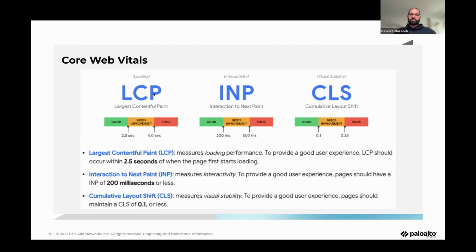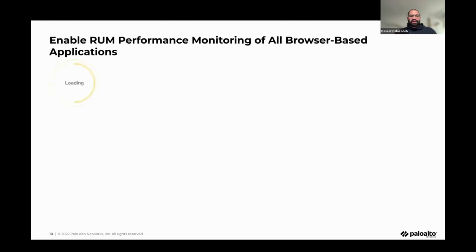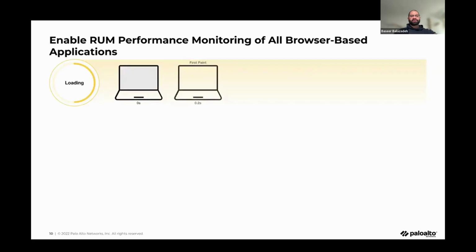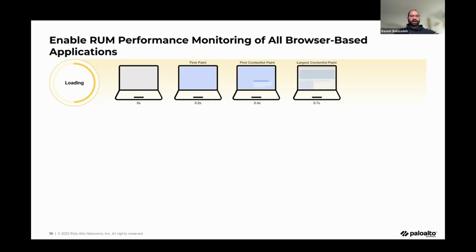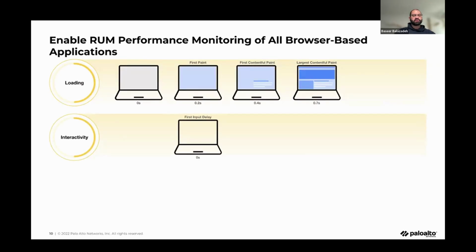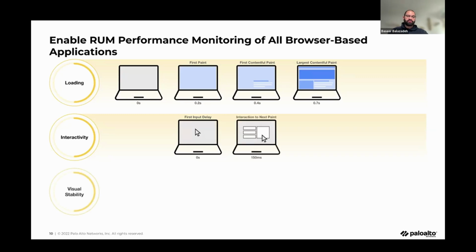So if a page loads in less than 2.5 seconds, awesome. If the page takes less than 200 milliseconds to interact, awesome. If the page shifts very little before it settles, then that's awesome too. This is a graphical representation of what I just talked about. The first part is how long it takes for the page to load, and this is a good page. It took 0.7 seconds. The next part is how long a page takes to acknowledge that it's being clicked on or interacted with. And the last part is the visual stability of the page.